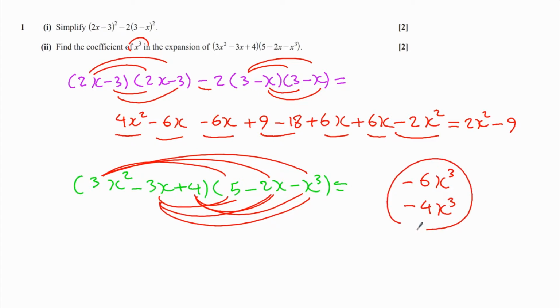So I need to add these together. The x³ term would be minus 10x³. So the answer: the coefficient of x³ in the expansion of this would be just minus 10.